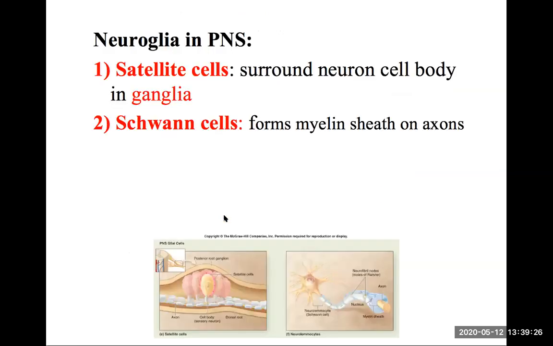All right, now for the peripheral nervous system, remember this is outside of the brain, outside of the spinal cord. We only are going to identify 2 cells that are neuroglial cells. Okay, the first are called satellite cells. Okay, and a satellite cell is found in a structure called a ganglia. A ganglia is an area along the nerve that appears swollen.